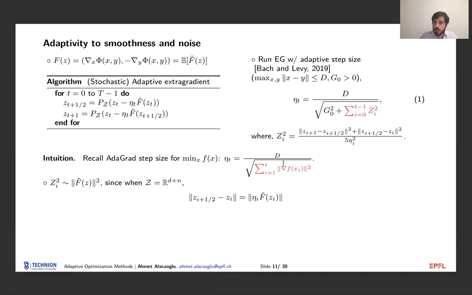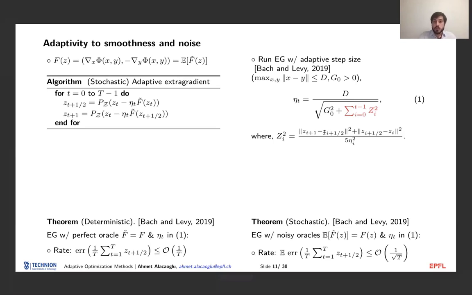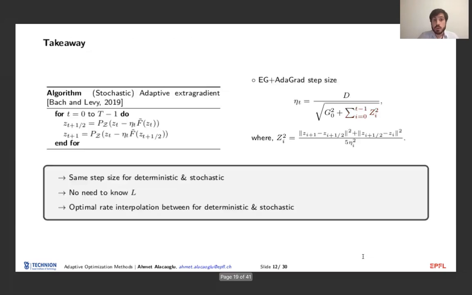So this is just, instead of the gradient, we have the iterative differences divided by the step size. And what Levy proved for this step size is that if we run this algorithm with a perfect oracle, meaning that our f tildes are just the full gradients, the deterministic oracle, and we use this adaptive step size given here, just using past information, past iterative differences, they can get the optimal 1/t rate for the deterministic case. It's the same as the standard extra gradient. And in the stochastic case, when one feeds noisy inputs, f tilde, instead of f, and again we use the same step size, eta t, in equation 1, the rate of the expected primal gap is 1/square root of t.